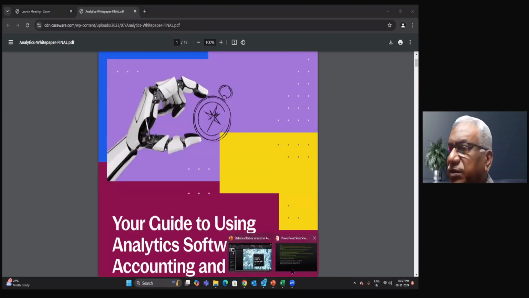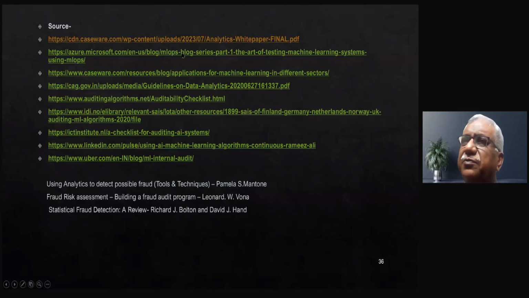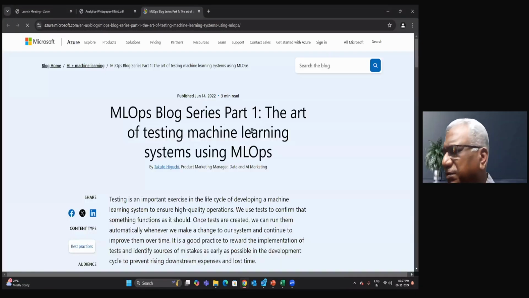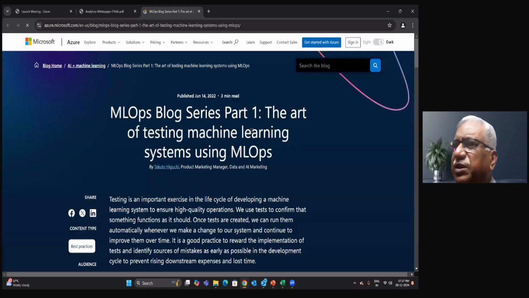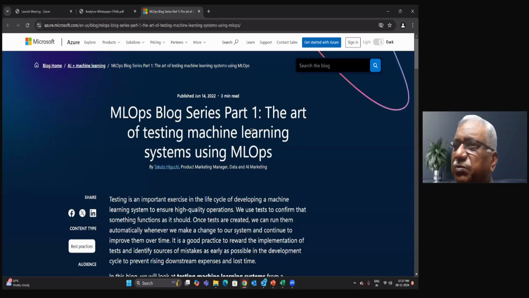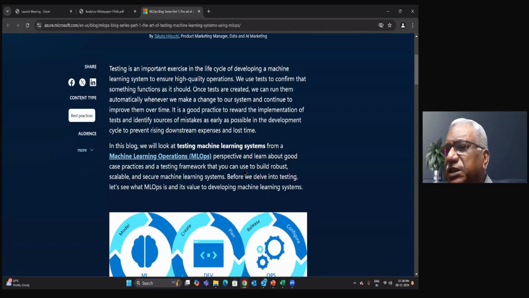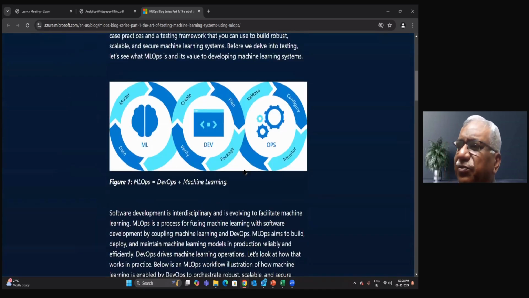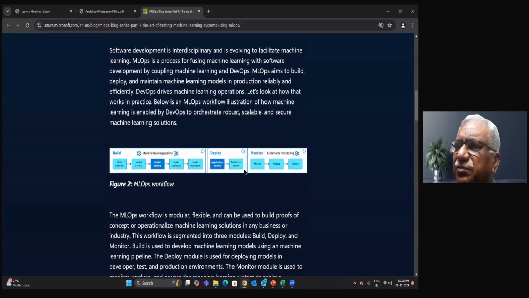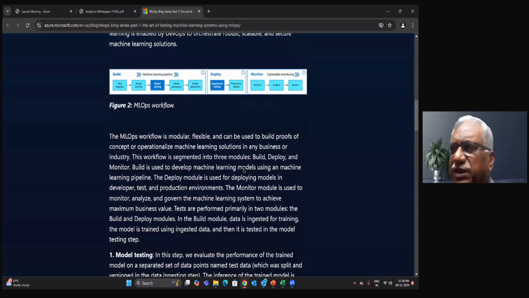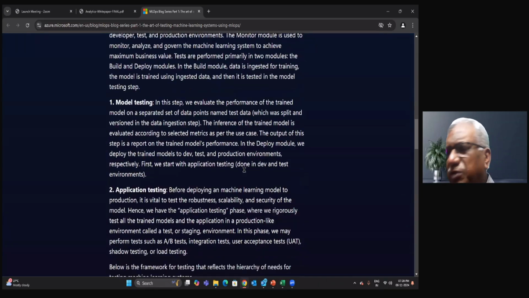Now going back to the second link, this is a blog, actually posted by the IDEA people, but they put it on Microsoft's blog. This is machine learning operations. So you can start using machine learning, testing the machine learning on various operations. It can be done on whatever you want. It's finance, non-finance, whatever you want to use.